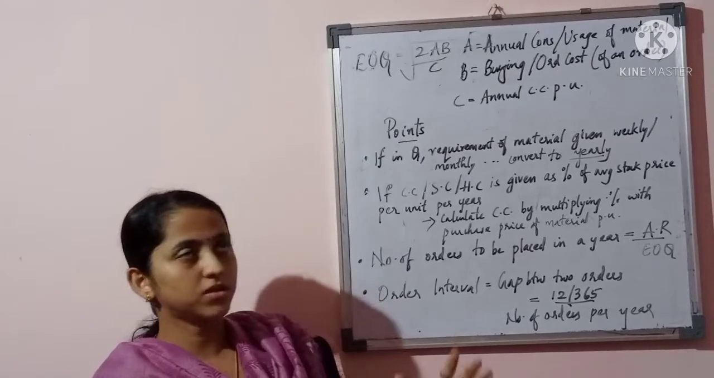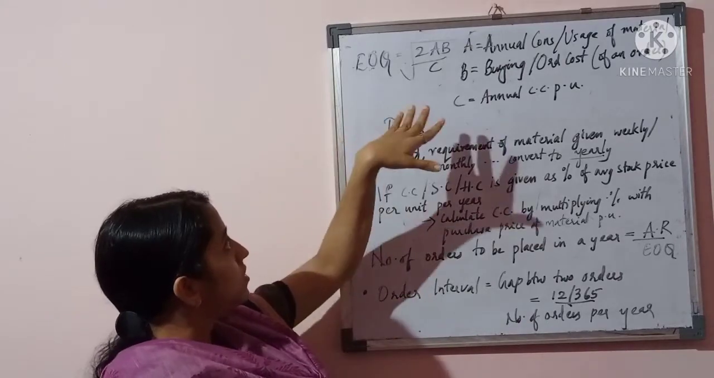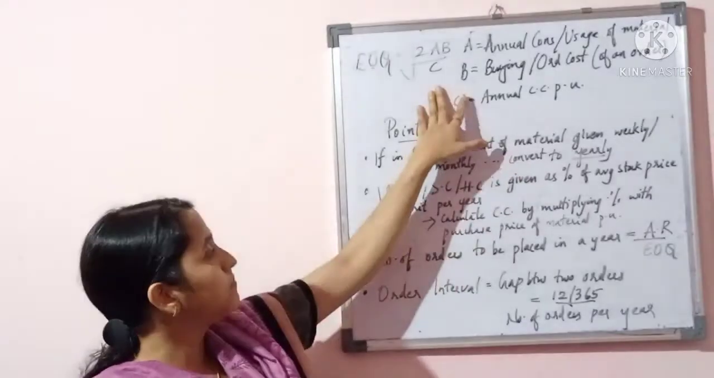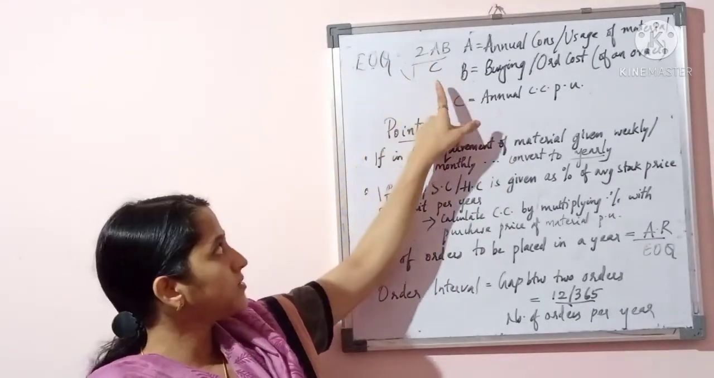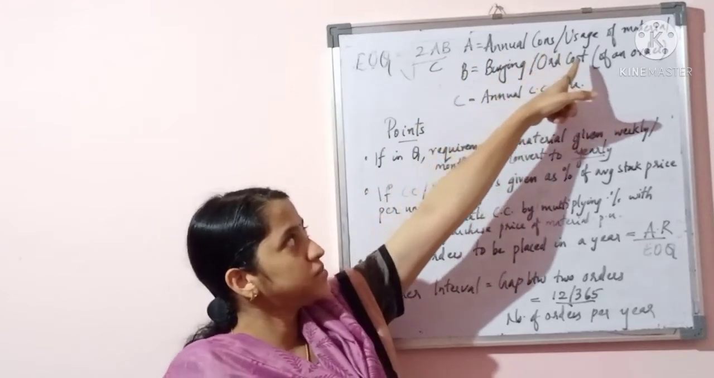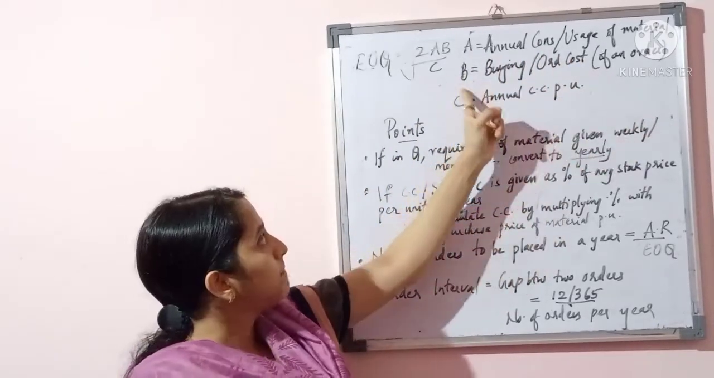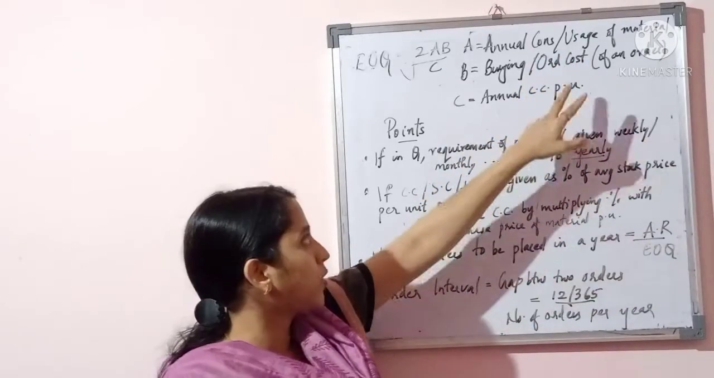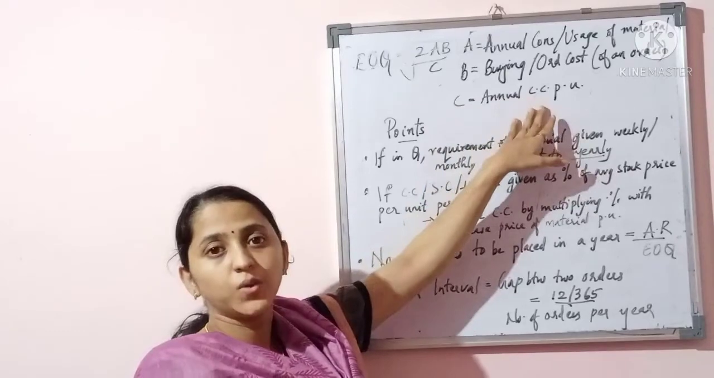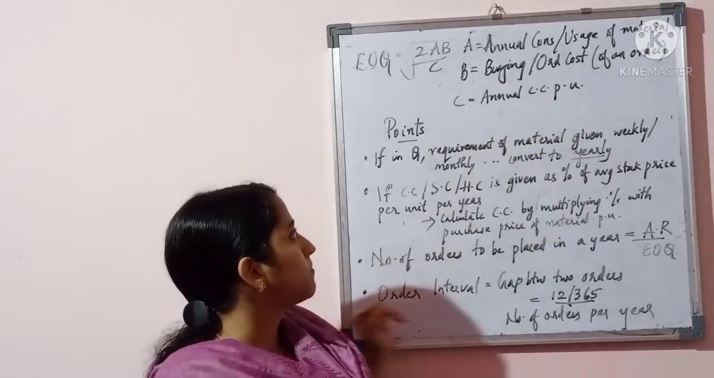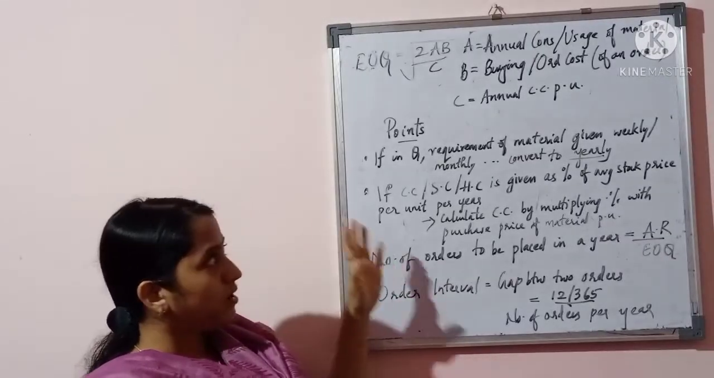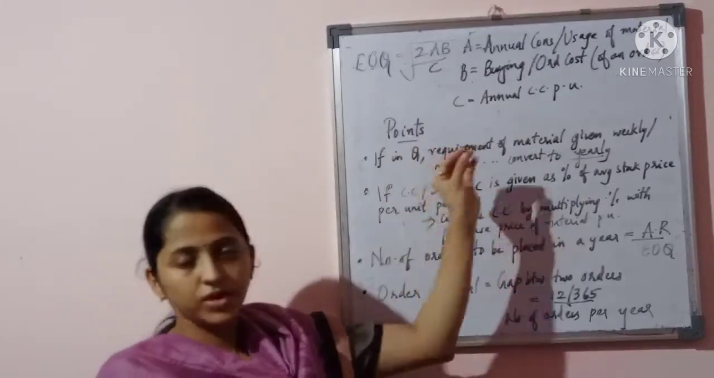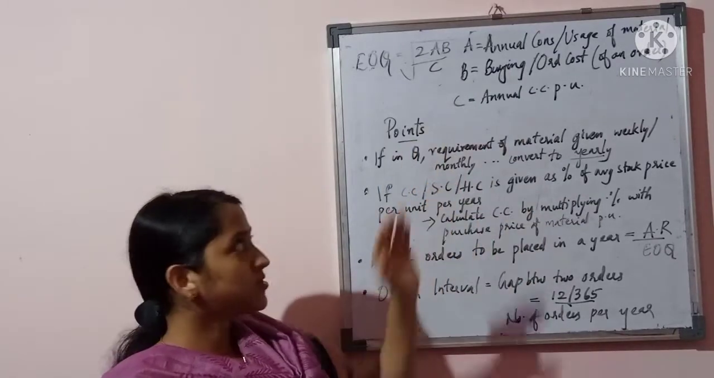Okay, so we have seen the formula. EOQ is root of 2AB by C, here I am using 2AB by C, where A is annual consumption or usage of material. B is buying cost or ordering cost, that means cost of placing an order. And C is annual carrying cost per unit. Now we have to apply this in the question. So there are a few points to be added with this formula.